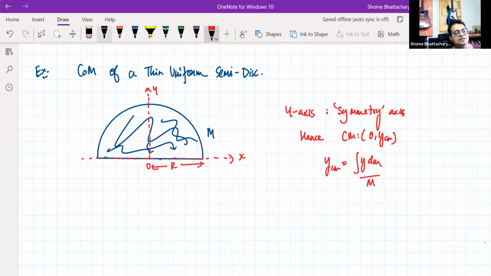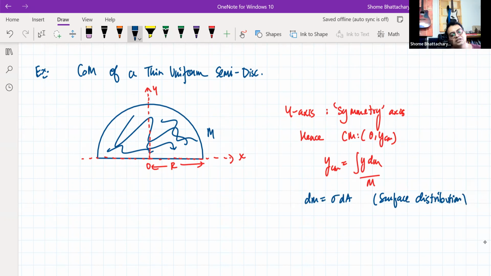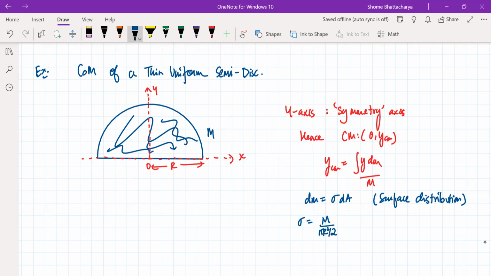Now, additionally here, dm should be what kind of element? It should be a sigma dA type of element because this is a surface distribution. So obviously sigma is mass per unit area. So that will be total mass divided by pi r square by 2.